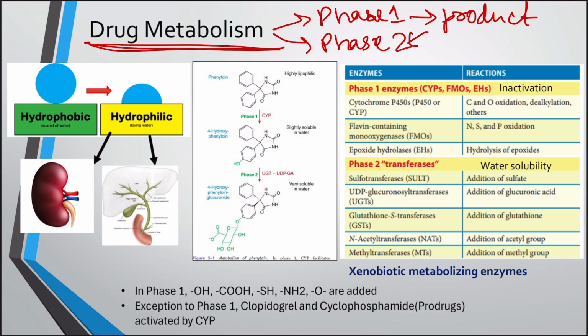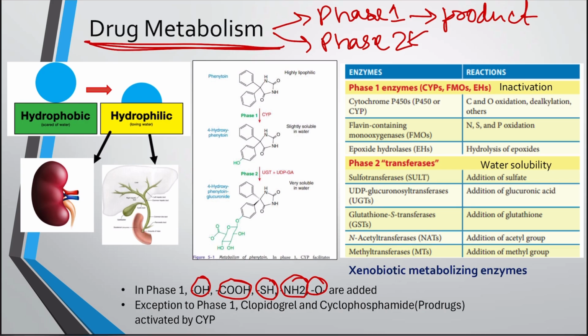So in phase 1 we have enzymes which cause the introduction of several functional groups like the hydroxyl group, then we have the carboxylic acid group, then we have the SH group, that is the thiol group, then we have the amino group, and then we have the ether group also. So these are the different groups which can be introduced with the help of the phase 1 reaction. The main purpose of phase 1 reaction is that it leads to inactivation of the drug. So this is the main purpose of phase 1 reaction.